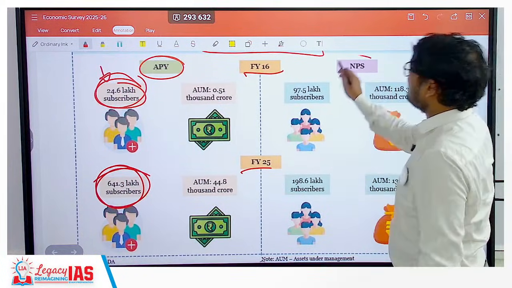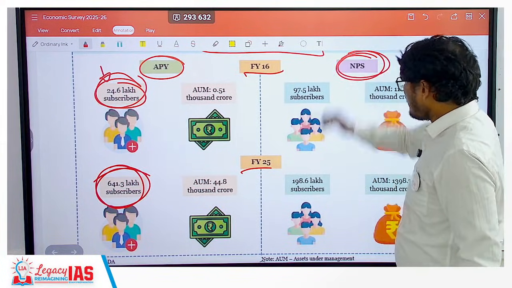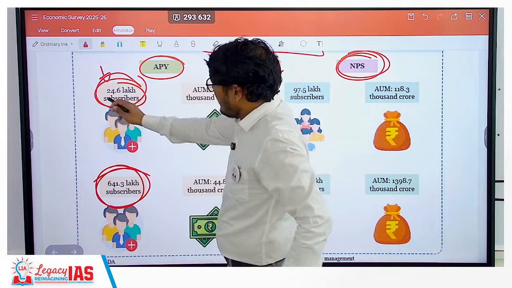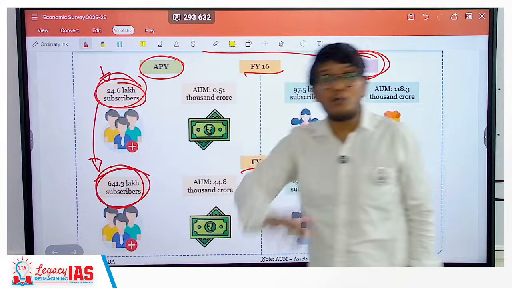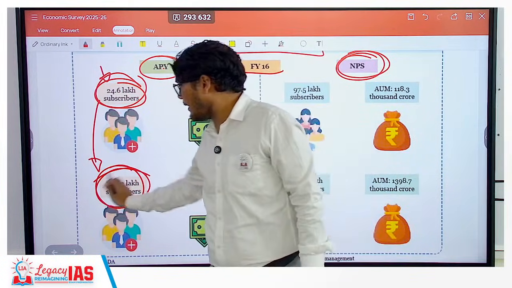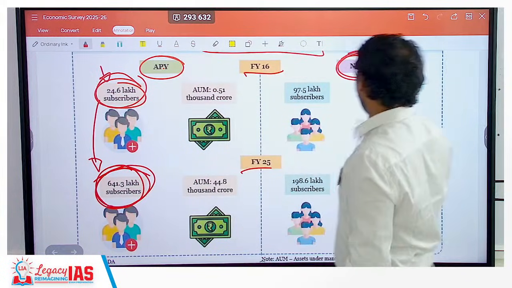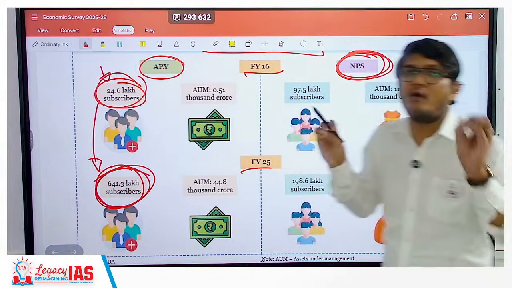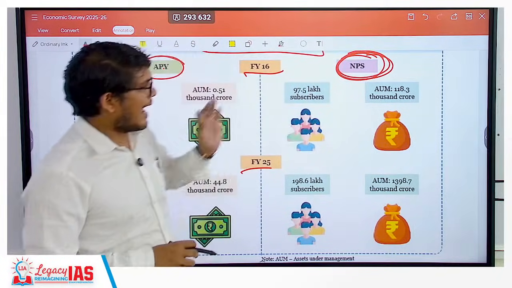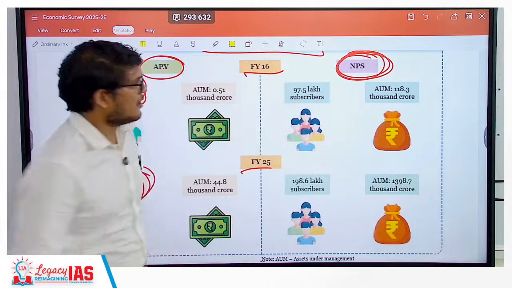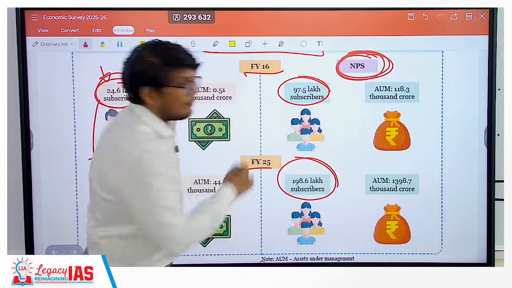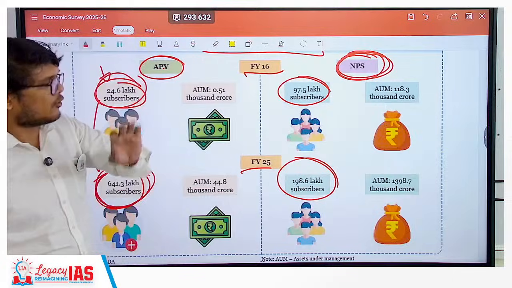If you look at the NPS, that is the new pension scheme. Atal Pension Yojana has increased by around 20 times. Why? Because the scheme was new and now it has become more prominent. But if you look at the new pension scheme, this is where more emphasis should be given because the pension scheme has been going on since a long time. As a result, this is a considerable increase from 97.5 lakh subscribers to more than double the subscribers, which is a really good number.